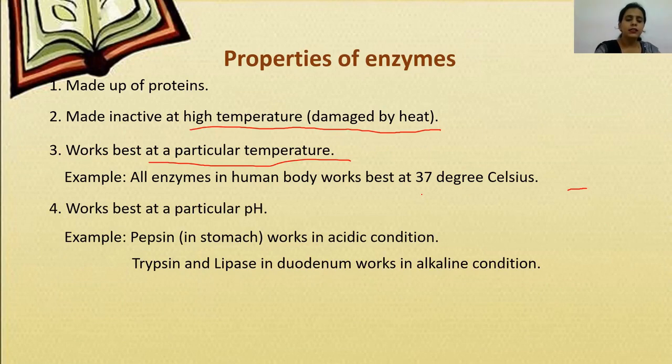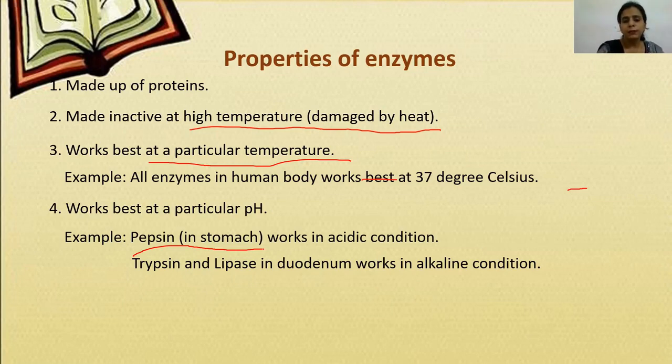Fourth, all these enzymes work best at a particular pH. An example of this is pepsin in the stomach. You have studied in your lower classes that in our stomach, gastric juice is released. This juice contains an enzyme called pepsin. This pepsin enzyme helps in digestion of protein. The function of pepsin in the stomach is to digest protein into amino acids.